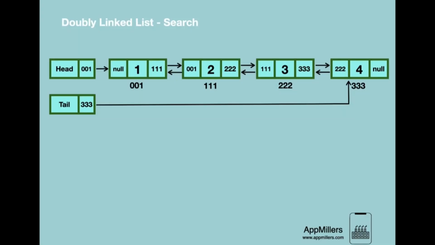Alright, in the previous videos we have seen how to traverse and reverse traverse through a double linked list. Now in this video we will look at how to search a given value in double linked list. The steps for searching a value inside double linked list is the same as with the single linked list.